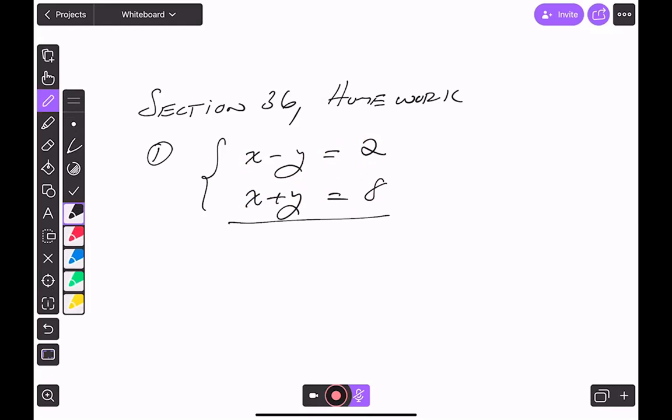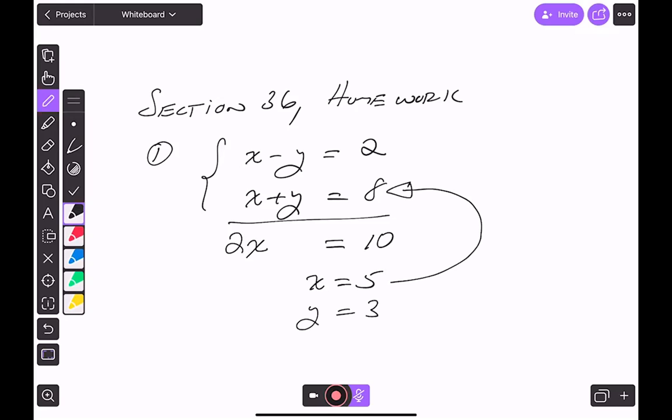Let's add this together. So x plus x is 2x. And plus y minus y, there's no y's. And then 2 plus 8 is 10. Divide both sides by 2, get x equals 5. What I would do now is take this and plug it in anywhere you like. I'm going to plug into the second equation. What would that give you? If x is 5, what would y have to be? y would have to be 3. This is an ordered pair of numbers, x comma y, 5 comma 3.